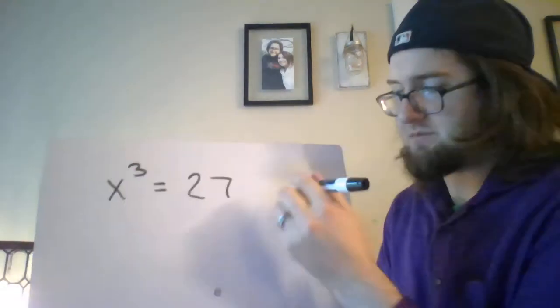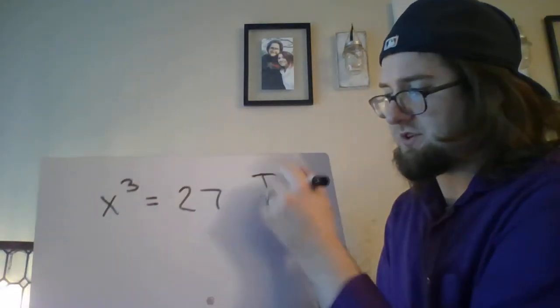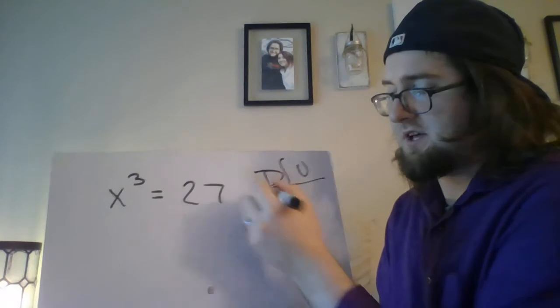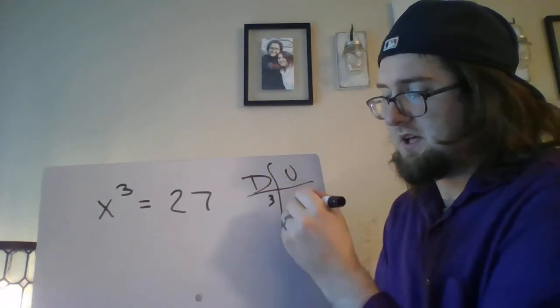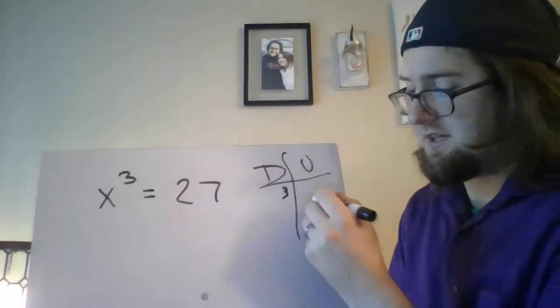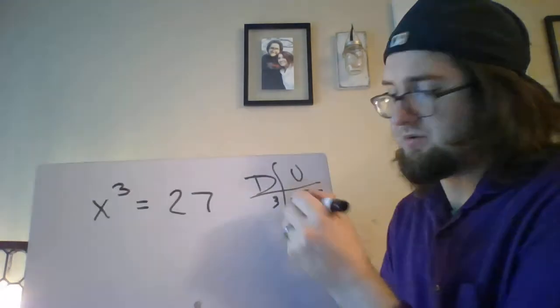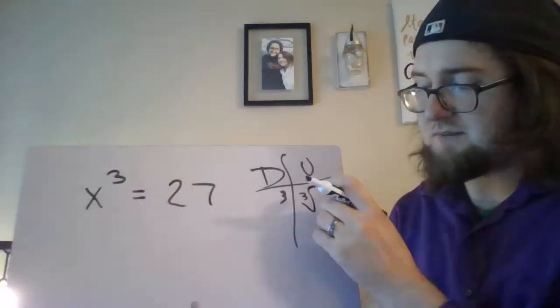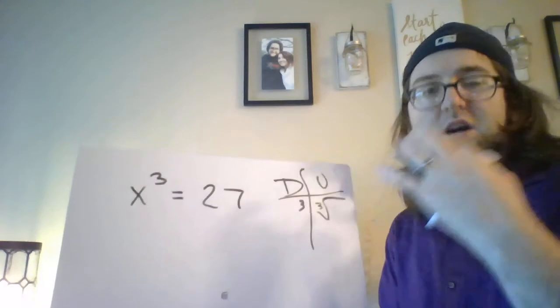Times itself 3 times. So what we're going to do is create a do-undo list again. This is a one-stepper again. So we are cubed here. How do you undo cubing something? There's something called the cube root. It's just like a square root, except to undo a cube root, you're trying to find a triple.